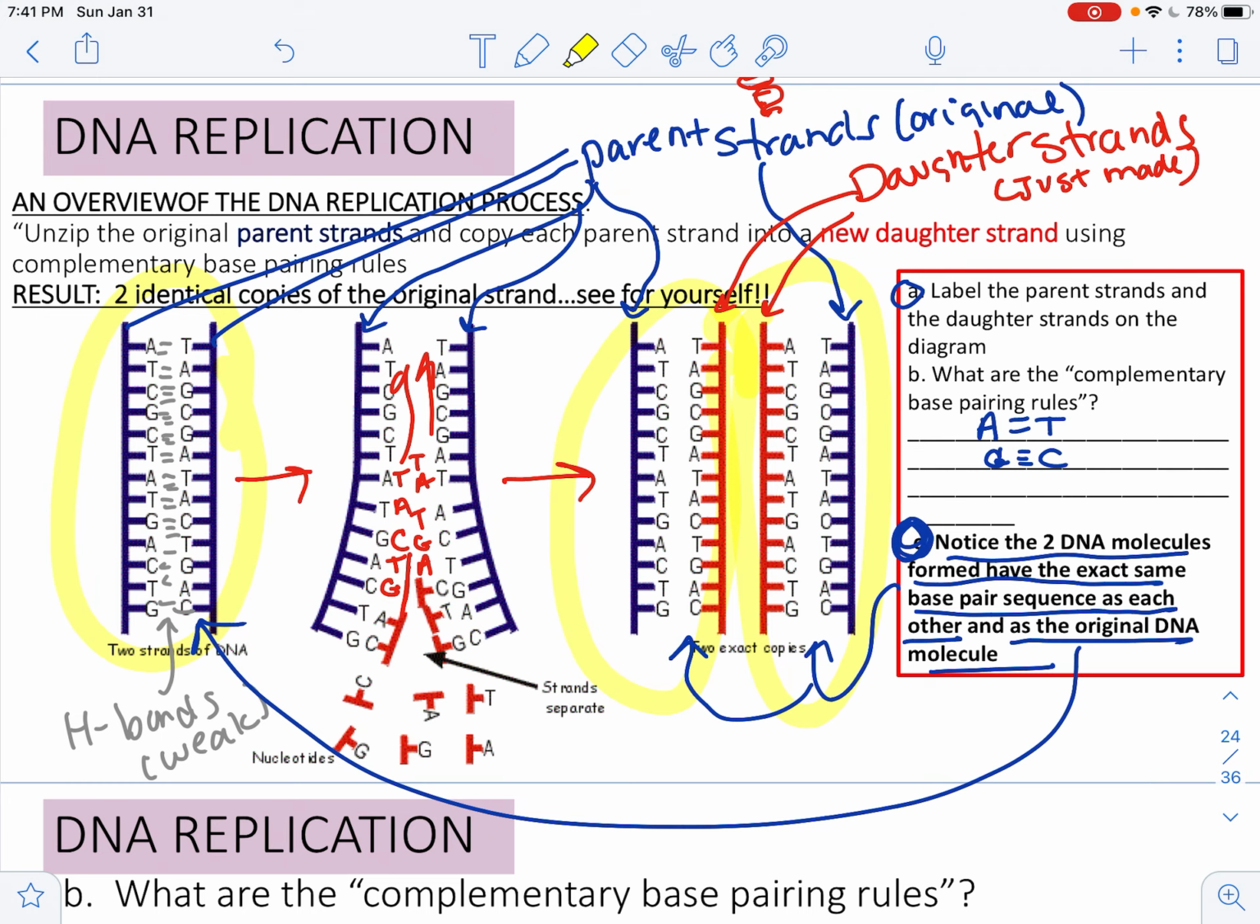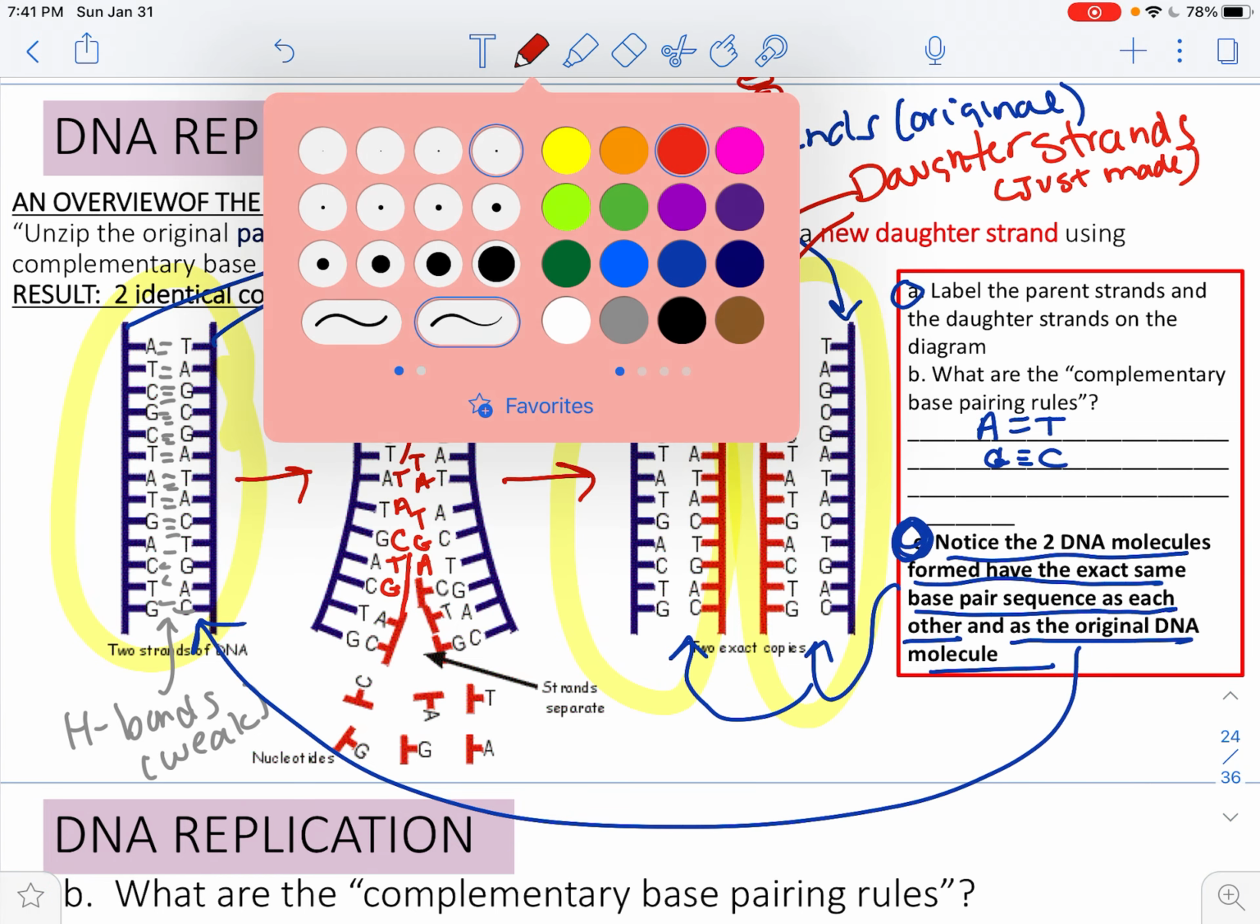And that's the whole point. You don't want to copy the DNA and make a mistake. That's a mutation. Okay. And then a lot of people often ask, where do these nucleotides come from?